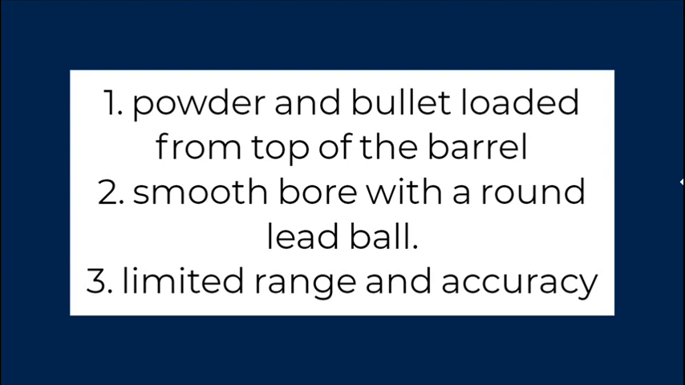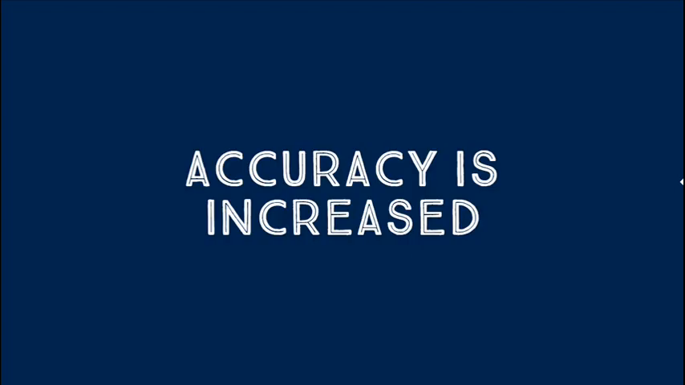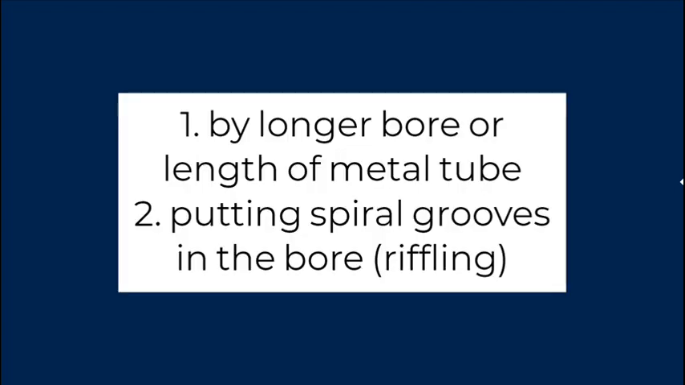Characteristics of a muzzle-loader firearm. 1. Powder and bullet loaded from top of the barrel. 2. Smooth bore with a round lead ball. 3. Limited range and accuracy. Accuracy is increased, 1. By longer bore or length of metal tube. 2. Putting spiral grooves in the bore, rifling.